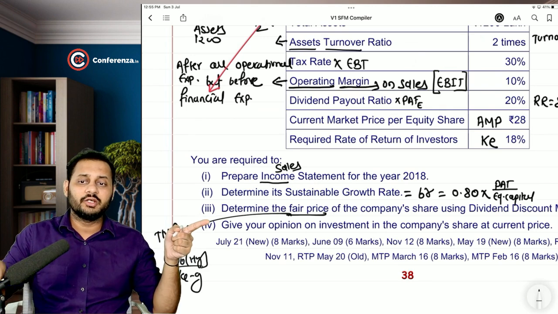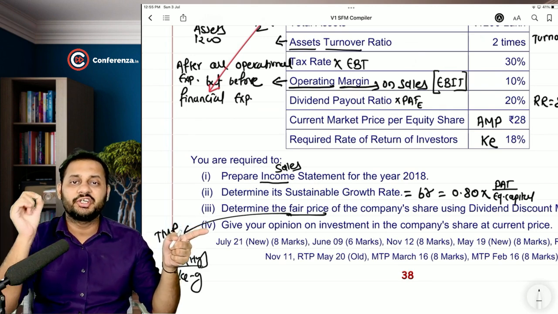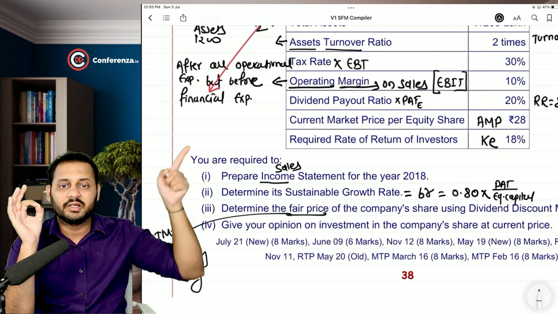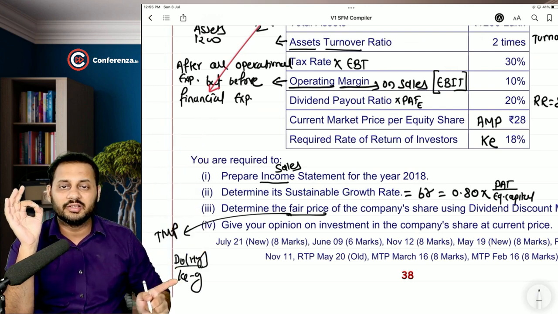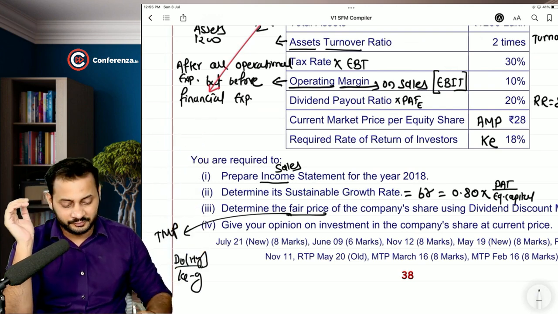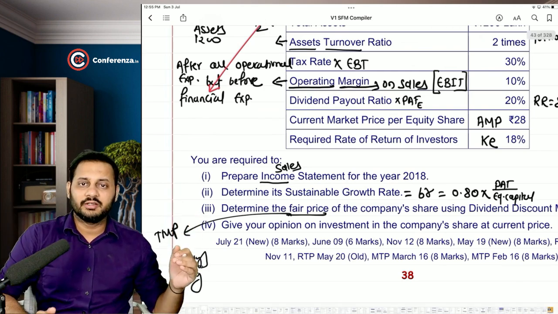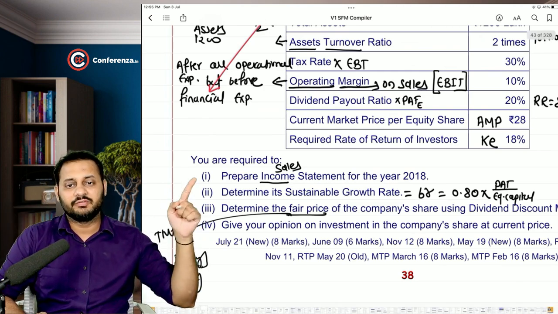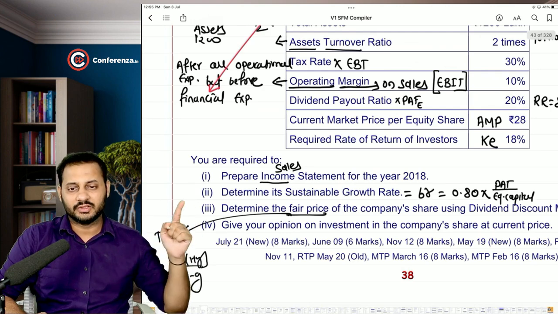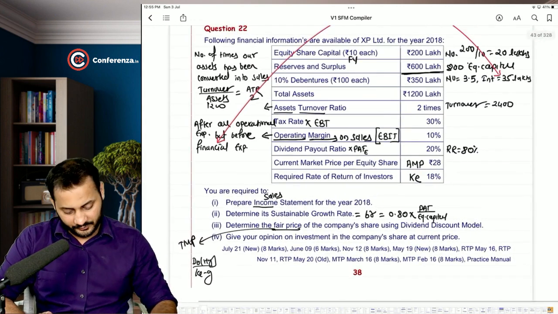Give your opinion on investment in the company share. At the current market price, it is 28. Compare it with the theoretical price and give your opinion. So all the four steps are linked. The second one is linked with the first, the third one is linked with the second, the fourth one is linked with the third. Okay, let's do it.